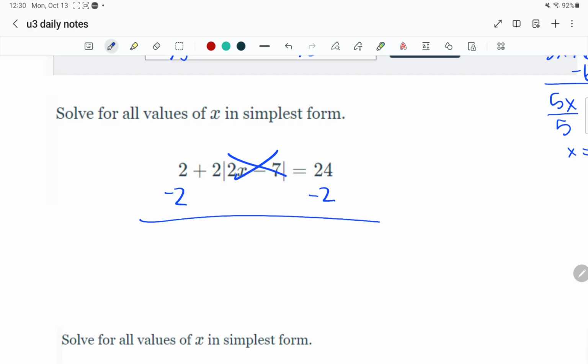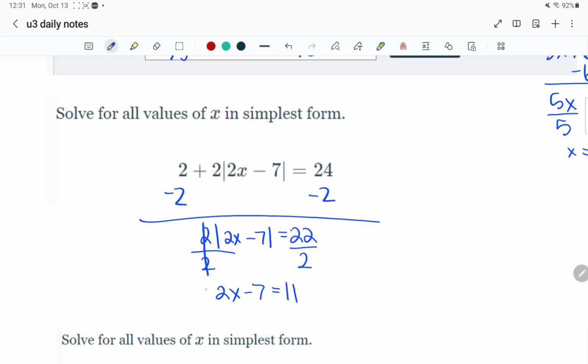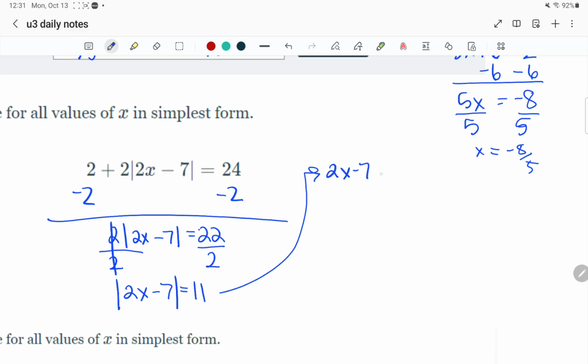Get this piece alone. So we're going to subtract 2 from both sides, and I get 2 times my absolute value equals 22. Then I divide by 2 on both sides because I'm trying to get this piece by itself. It currently still has the absolute value bars on it because I have not accounted for the positive and the negative. So once I do that, I can take the absolute value bars off. There's 1. There's 2. +11 and -11. Now solve.